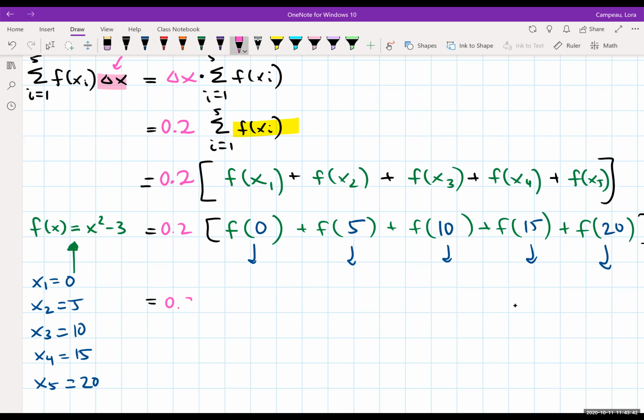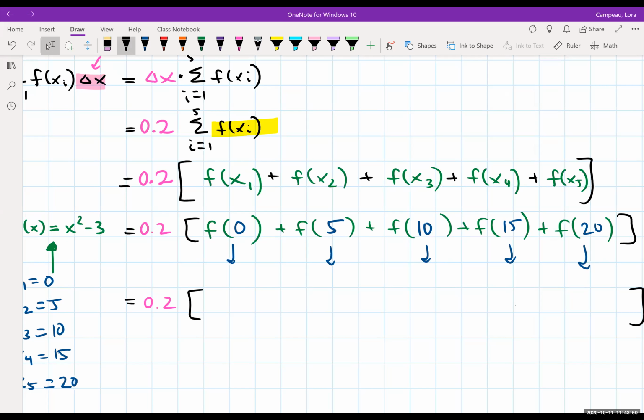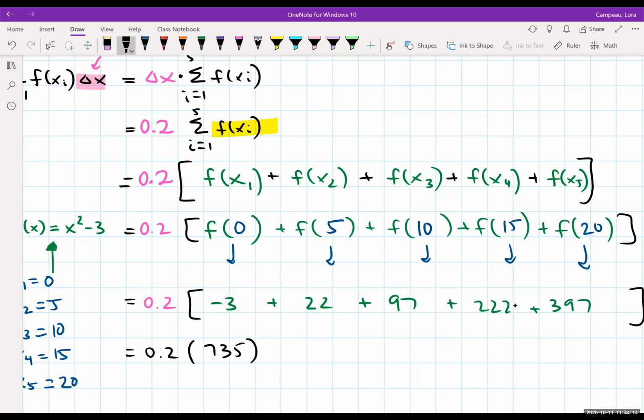So again, we do have 0.2, and we do now have all these values. If you kind of compare this with what you have in your calculator screen, we ended up having f of 0. What is that? So we have -3 plus 22 plus 97 plus 222 plus 397. And you're noticing, oh yeah, it is the same thing we were getting. 0.2 getting multiplied by the sum of that was 735. So in the end, we get 147.